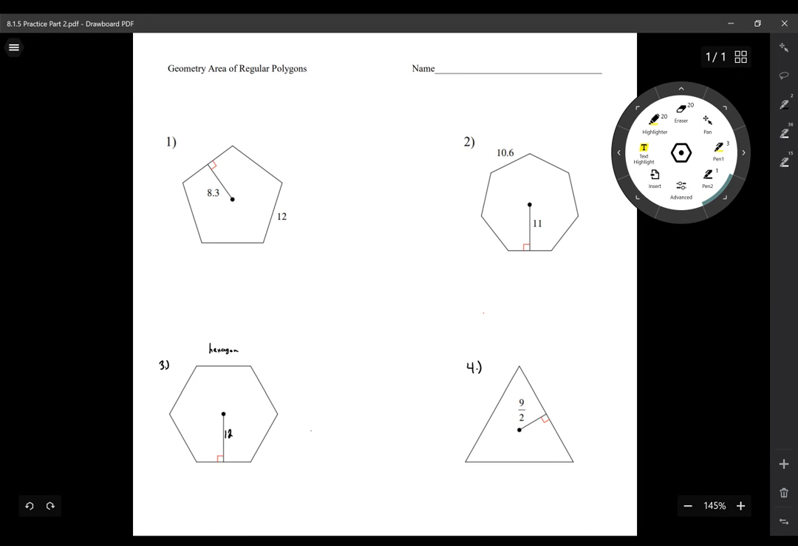So wanted to review the 815 additional practice part 2. Like it says, we're working with the area of regular polygons. Regular always means that the sides and angles are all the same measure.